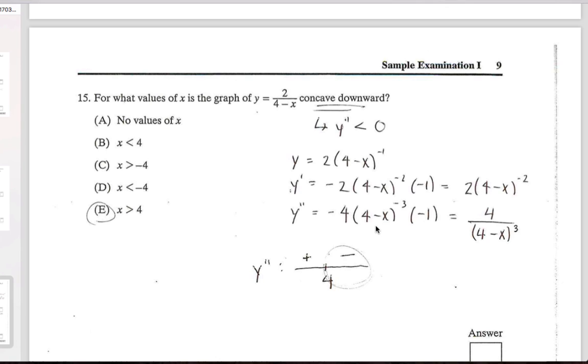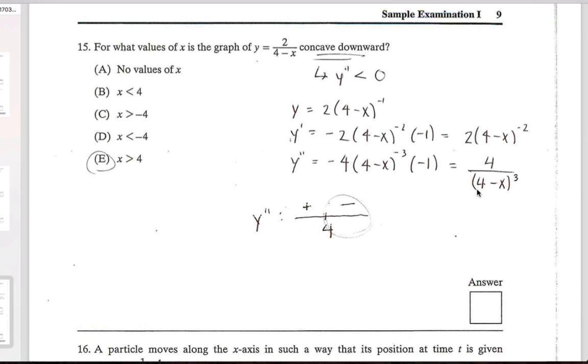I get -4 quantity 4 minus x to the -3. Don't forget this chain times -1. So I rewrite that as 4 over 4 minus x, the quantity cubed. Remember, to get the critical values, I set y double prime equal to 0, or where y double prime does not exist. Y double prime never equals 0 in this case, right? Because the numerator is never 0, but it does not exist at 4.